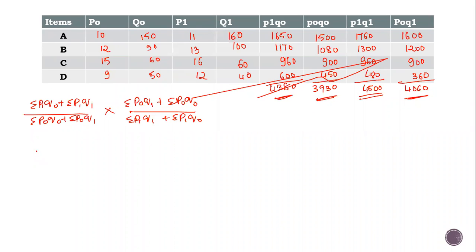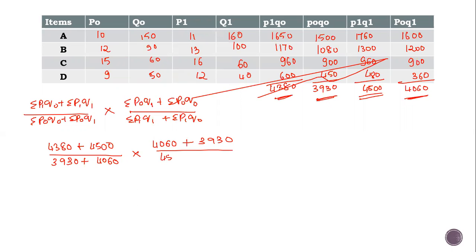We substitute the values. P1 Q0, what is the value? It is 4380 plus P1 Q1, it is 4500, divided by P0 Q0, it is 3930 plus 4060, into, now the reverse of that, 4060 plus 3930 divided by 4500 plus 4380. Is it right? I've written the formula correctly, no? Okay. So now what do you have to do?